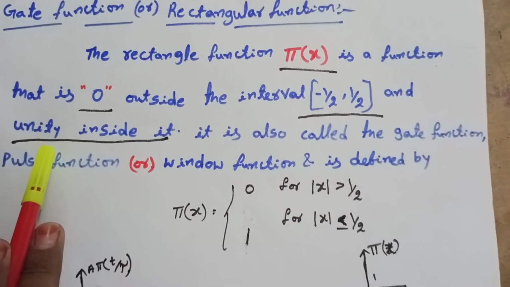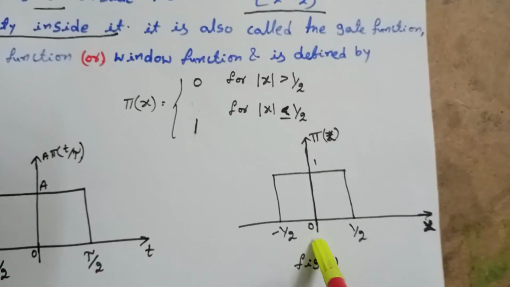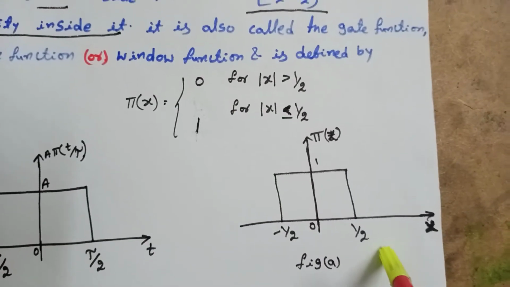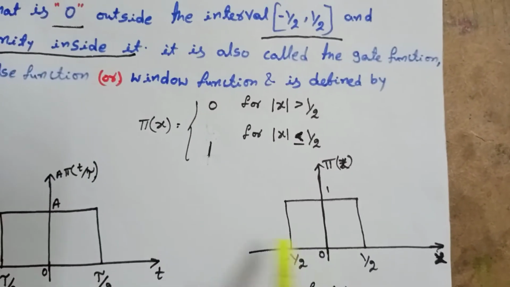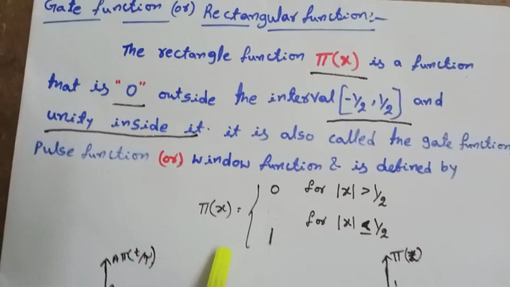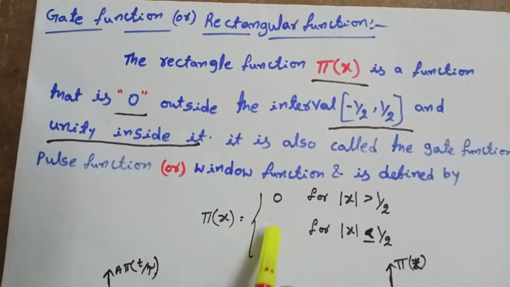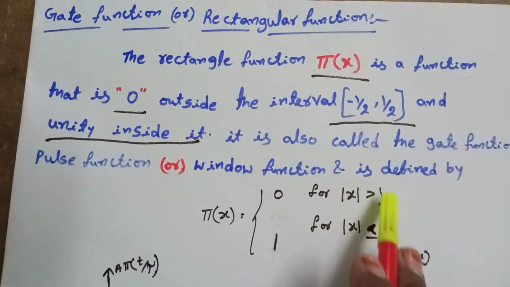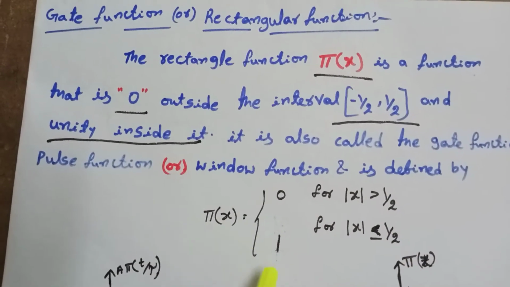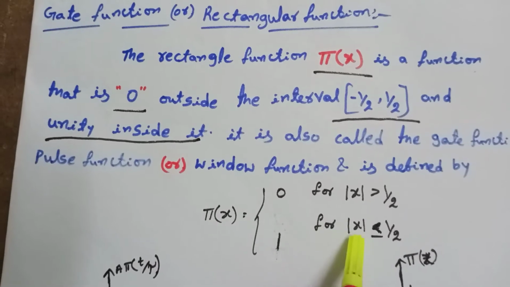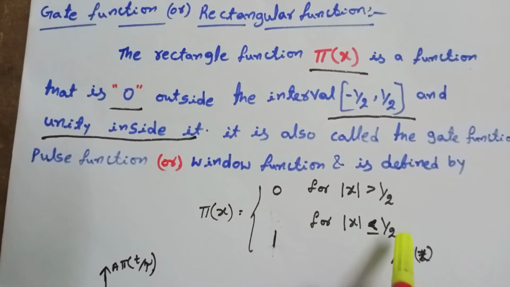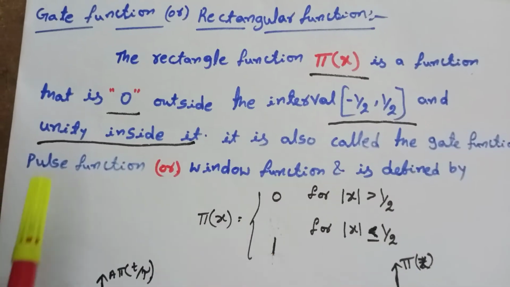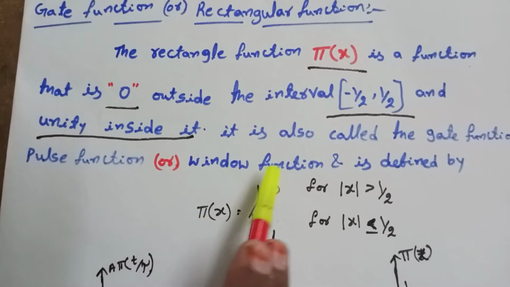The graphical representation of this gate function is shown here. The mathematical representation of the gate function is pi of x equal to 0 for mod x greater than 1/2, and pi of x equal to 1 for mod x less than or equal to 1/2. Another name for this gate function is pulse function or window function.